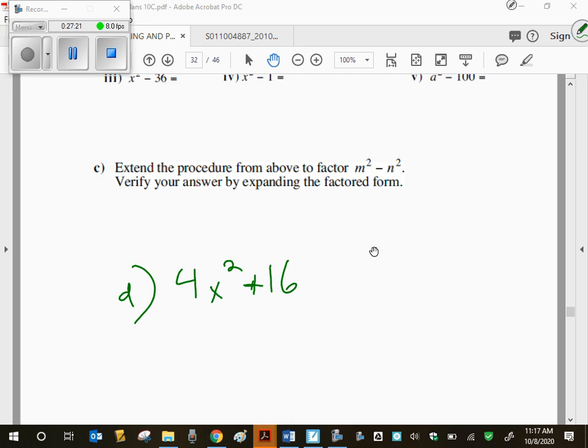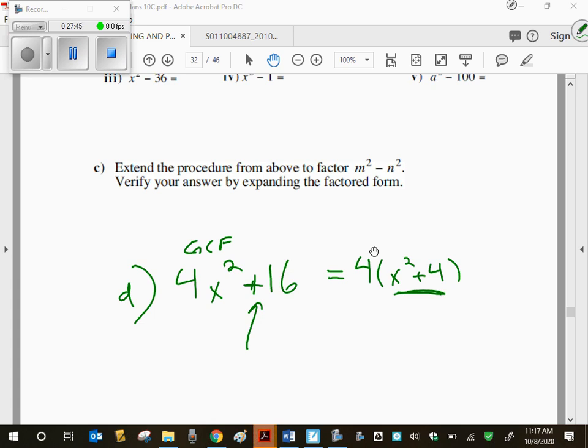At least you didn't fall for it. This is not a difference of squares question. This is not a subtraction sign. You can't go square root, one addition, one subtraction. This is a GCF question, where you can take a 4 out, and you get x squared plus 4. It's very tempting.